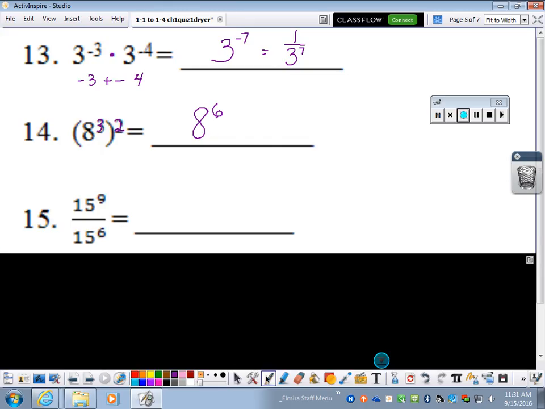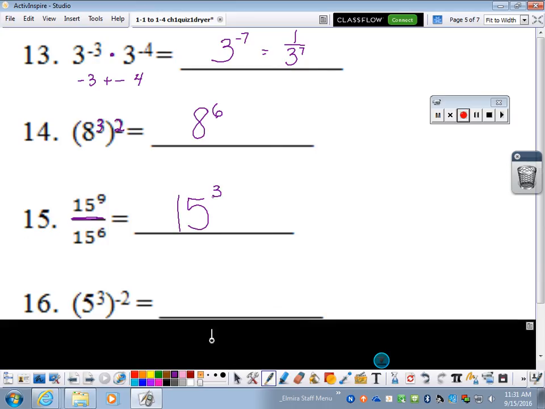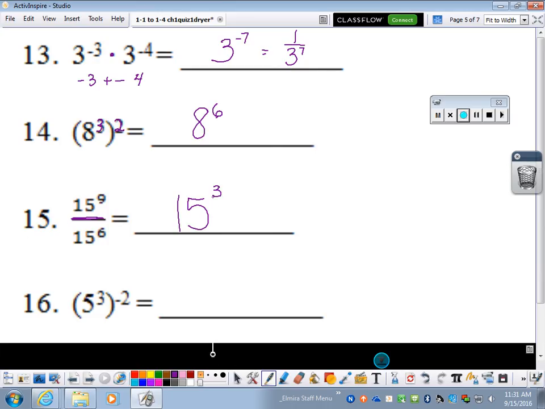Number 15, the base is 15. It's a division set up like a fraction. 9 take away 6 is 3. Positive exponent, so we don't have to make a fraction. Number 16, the base is 5. And here again, we have one base, 5, and it has 2 exponents. This is power to a power. So 3 times -2, we're multiplying, we get -6. But that's one we have to make our fraction out of. Oops, I forgot to circle up here. 1 over 5 to the 6th power.